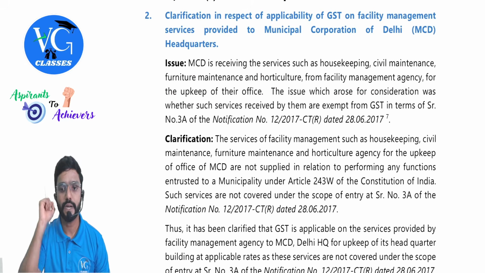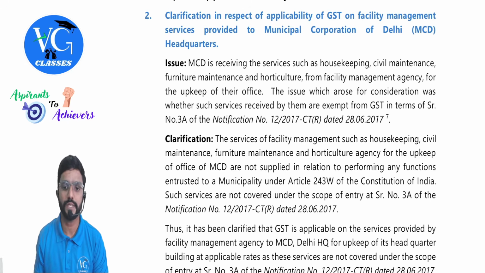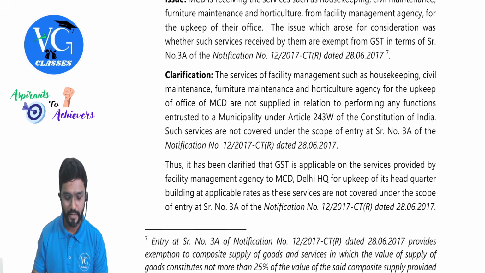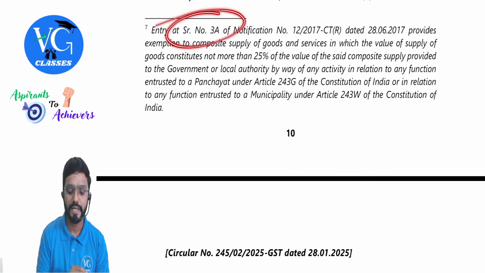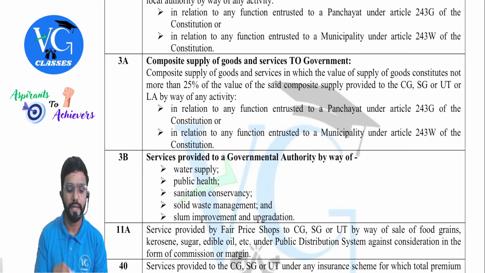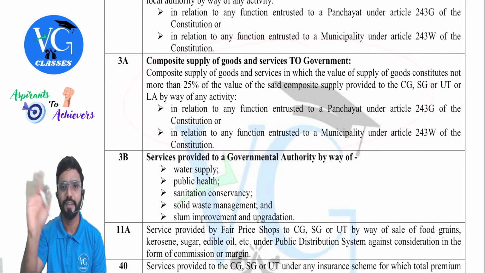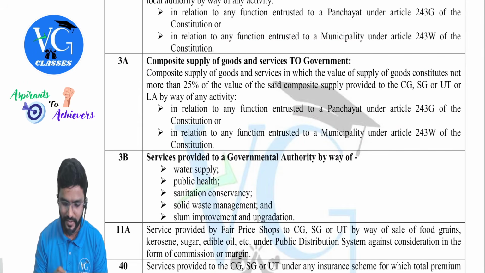The issue which arose for consideration was whether such services received by them are exempt from GST in terms of serial number 3A, which I just now read and explained, of notification number 12/2017 CTR dated 28th June 2017. They have also given the explanation here for serial number 3A, which I already covered. Got it? Yes. Sir, is it an amendment? No, no, no. You can see nothing is in red here. No amendment, only clarification. Okay.